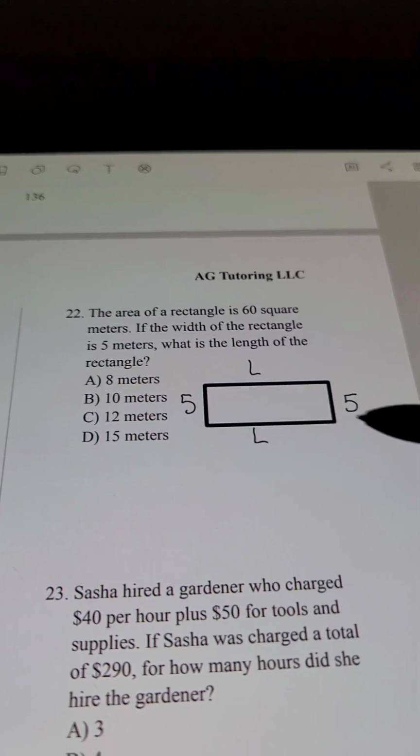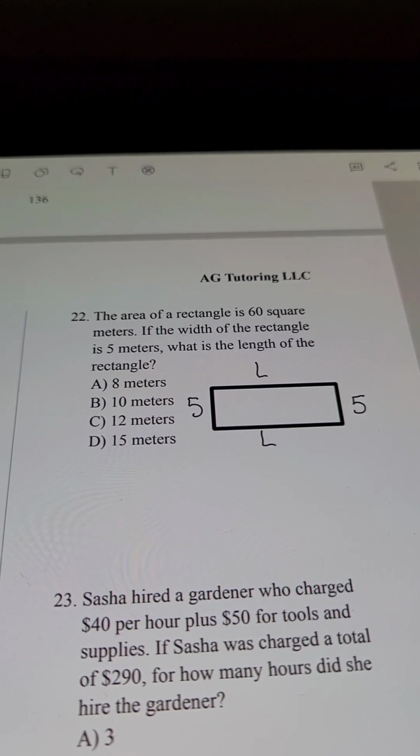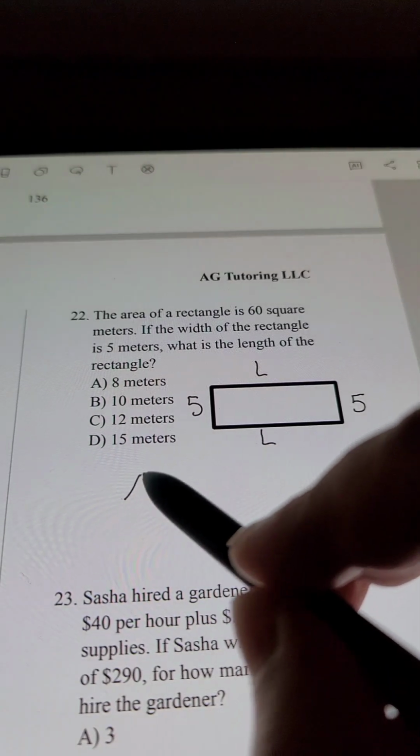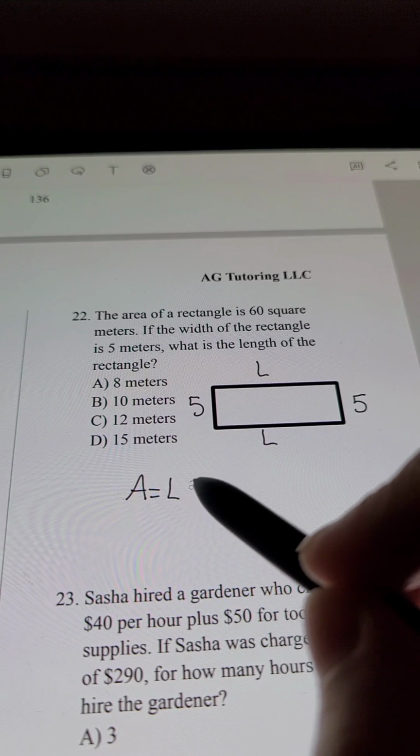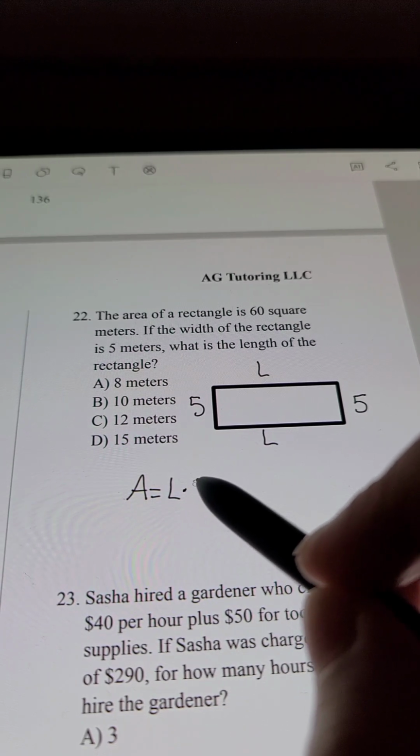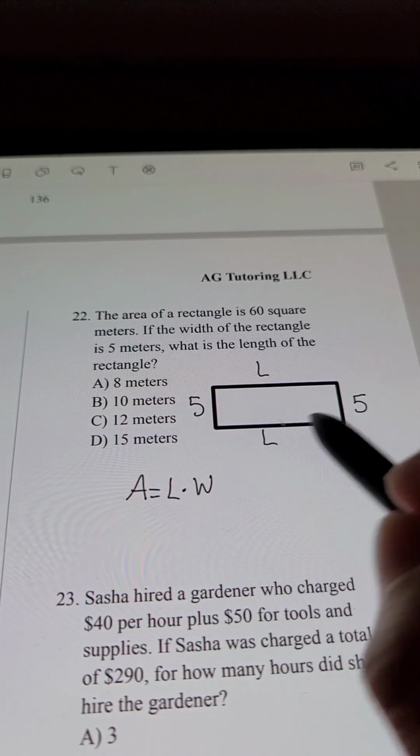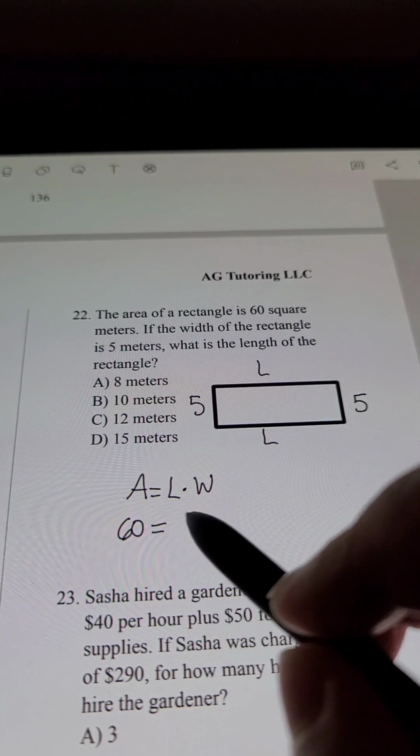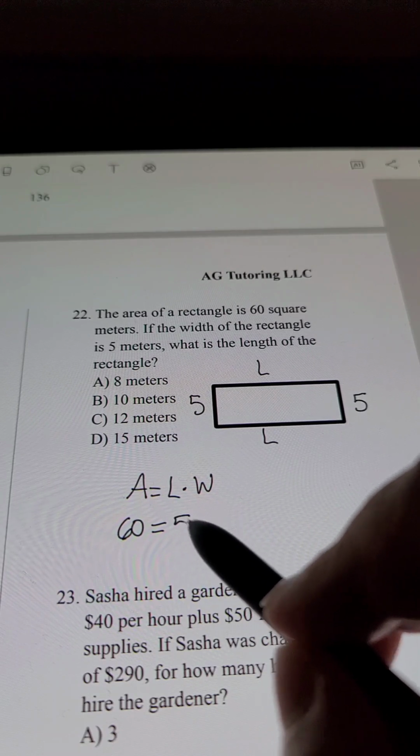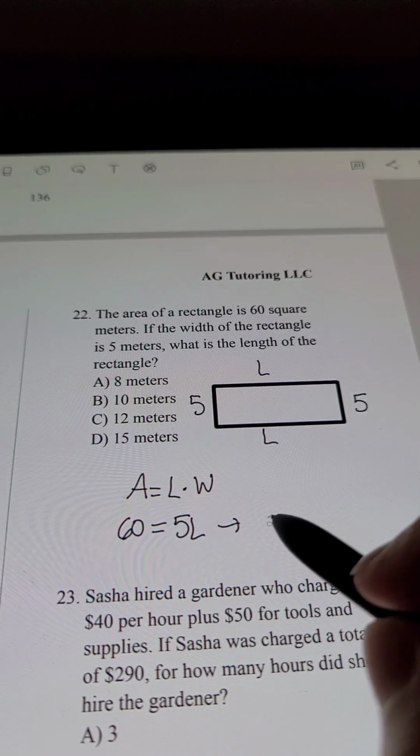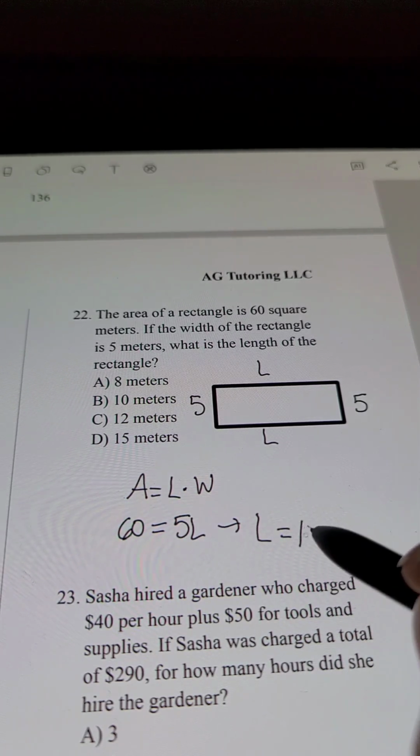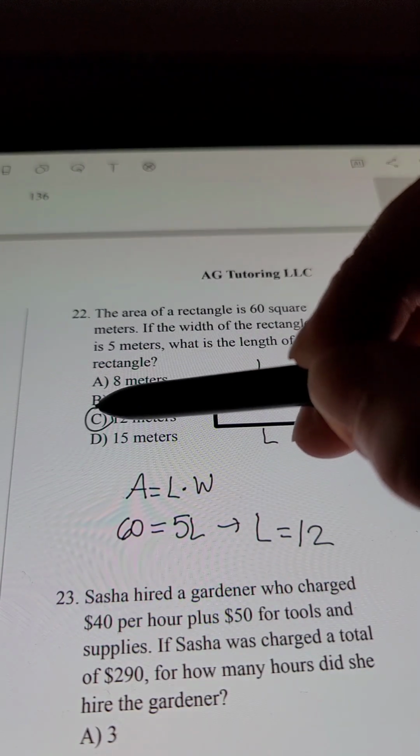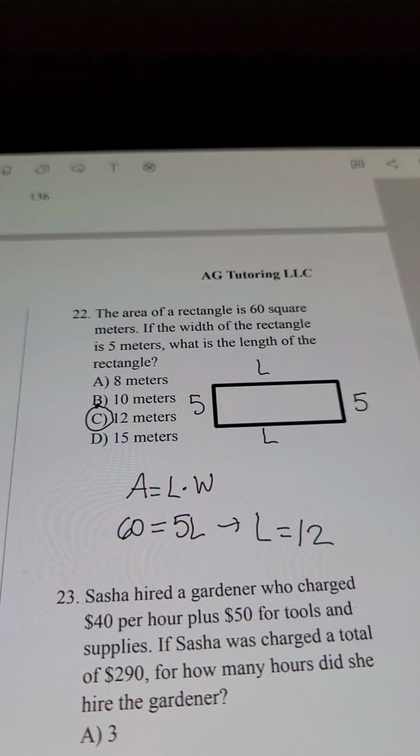So I have labeled my rectangle with the width being 5, and then I just said the length is represented by L. Now remember, area of a rectangle is equal to length times width, so in this case that would be the L times the 5, and we know the area is 60. So it'd be 60 is equal to 5L. Divide by 5 on each side to get L by itself, and you would get that L is equal to 12. So the answer would be C, 12 meters.